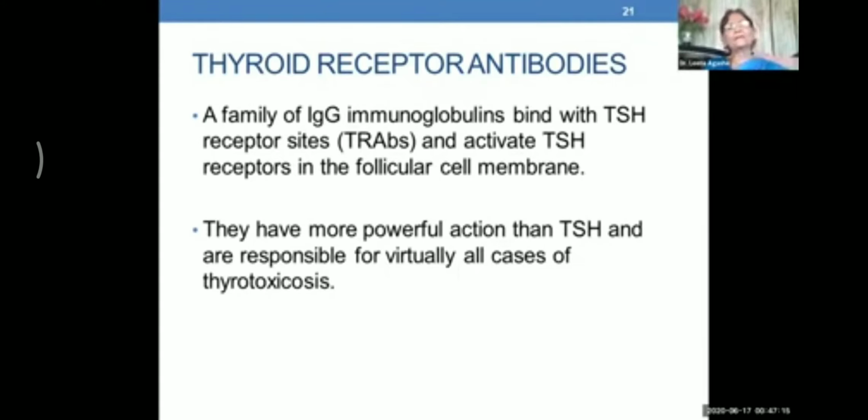There are thyroid receptor antibodies. A family of IgG immunoglobulins bind with TSH receptor sites and activate TSH receptors in the follicular cell membrane. They have more powerful action than TSH and are responsible for virtually all the cases of thyrotoxicity.